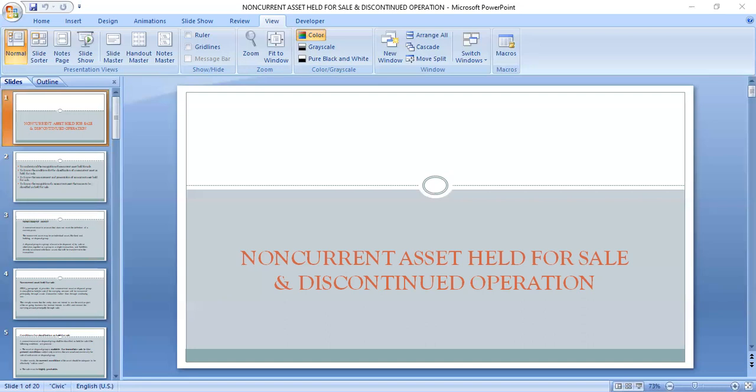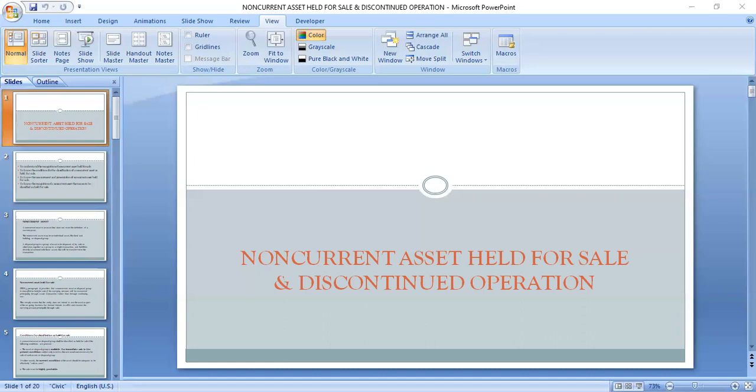A discontinued operation is defined as a component of an entity that either has been disposed of or is classified as held for sale and represents a separate major line of business or geographical area of operations, is a part of a single coordinated plan to dispose of a separate major line of business or geographical area of operations, or is a subsidiary acquired exclusively with a view to resale.